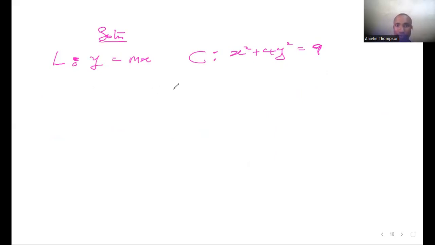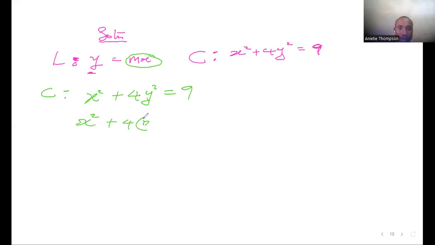All right. The question said we should substitute, meaning any place we see y in the C, we will replace y with this value of y that we have in the L. So the C is x squared plus 4y squared equals 9. So that will be x squared plus 4 bracket open mx.